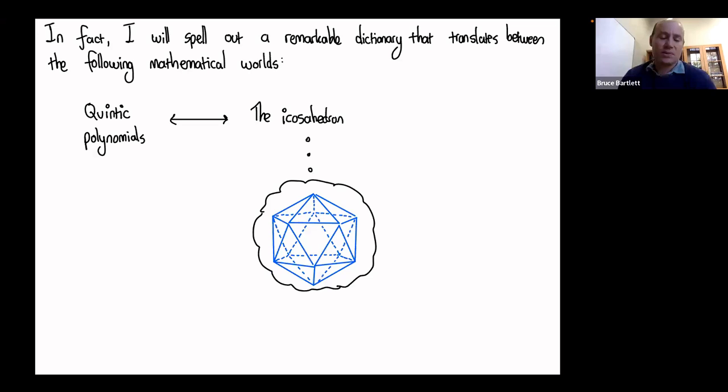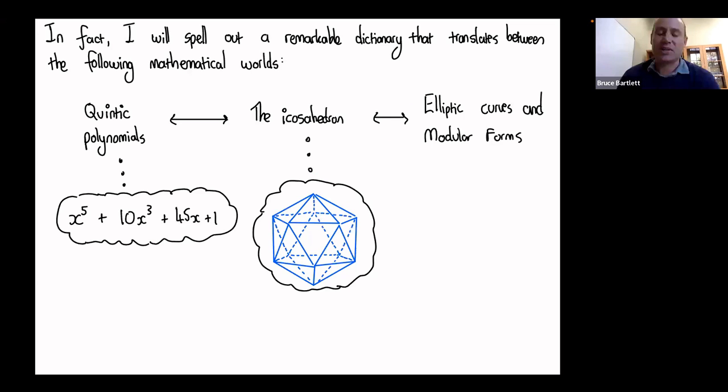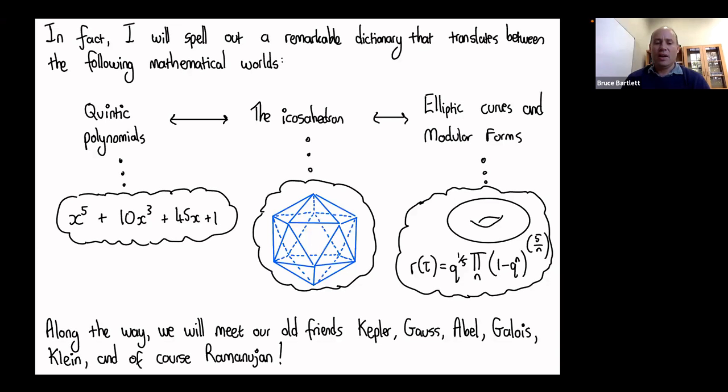The other world is the world of quintic polynomials. So something like this. And the third world is the world of elliptic curves and modular forms. So things like this. Along the way, we'll meet our old friends Kepler, Gauss, Abel, Galois, Klein, and of course, Ramanujan himself. So strap in for the ride.